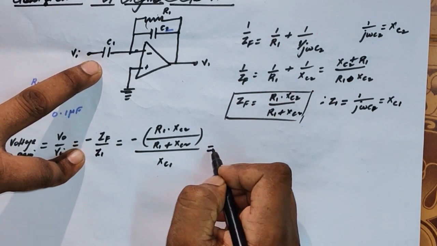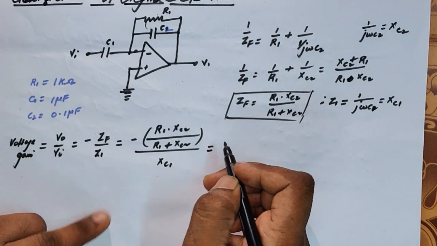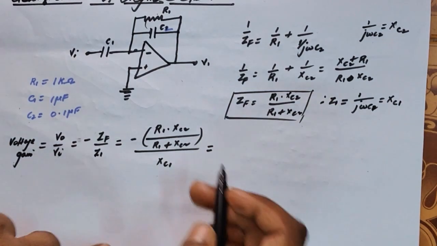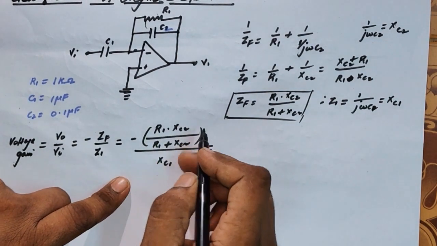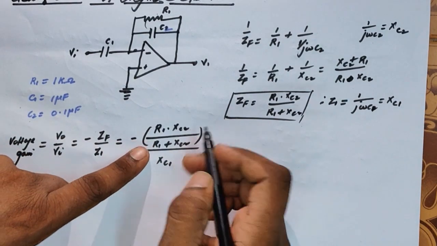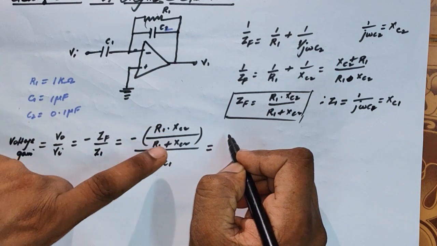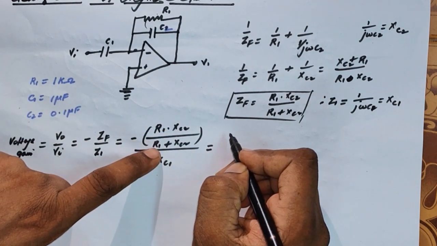So this would be equal to, in general, here you can divide the numerator and denominator by R1, or XC2, that would be fine.